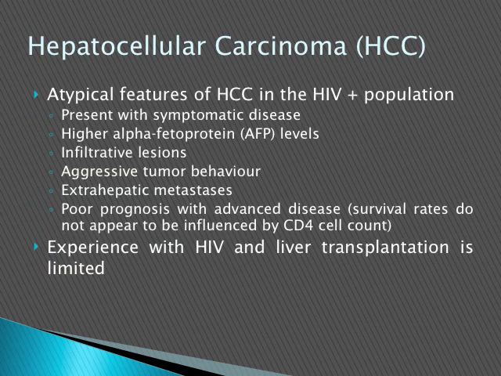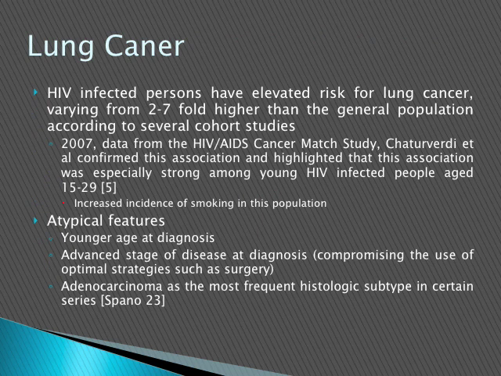Atypical features: they're presenting with symptomatic disease, higher alpha-fetoprotein levels, infiltrative lesions, aggressive tumor behavior, extrahepatic metastasis, and poor prognosis with advanced disease. And experience with HIV and liver cancer is limited.